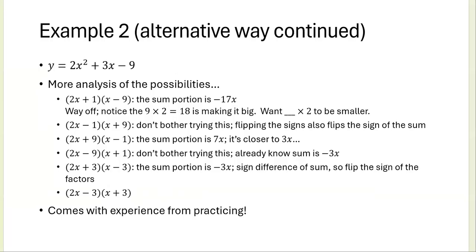Okay, here's me explaining more of the thought process. Remember, I was saying that if you put the 9 here, you would get an 18, yeah? 9 times 2 is 18. That's way off from this plus 3 that we want. So you want the number over here that's being multiplied by 2 to be smaller as a result. Okay? And then here's the sign flip I was saying. So don't even try it once you figure out that this one is not right. Okay?